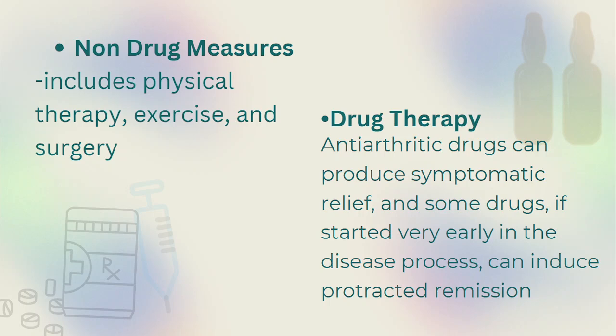We have the non-drug measures. It includes physical therapy, exercise, and surgery. Physical therapy consists of massage, warm baths, and applying heat to the affected areas. These procedures can enhance mobility and reduce inflammation. Enough rest and exercise can decrease joint stiffness and improve function.